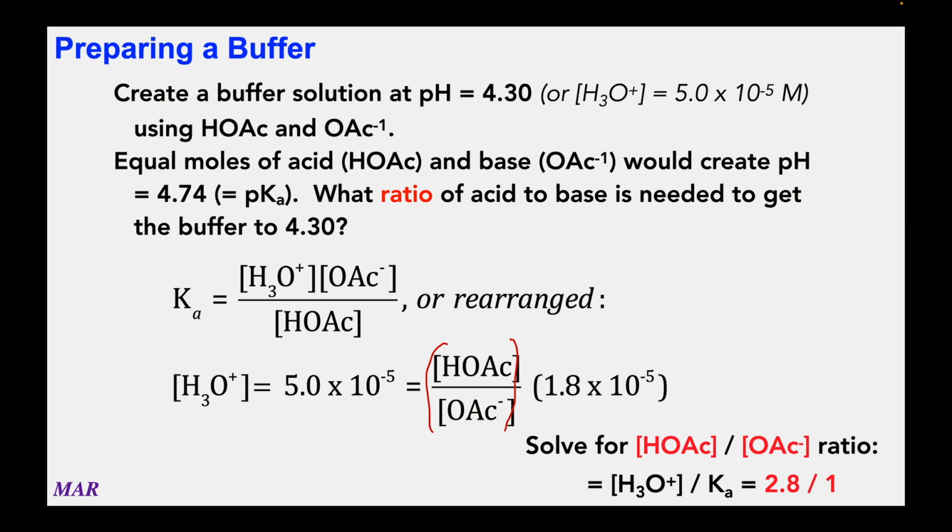And so if you do that, you end up with a ratio of 2.8 to 1. And so what this tells you is that for every mole of base, sodium acetate probably, we'd put in, we need 2.8 moles of acetic acid. So we need 2.8 moles of acetic acid for every 1 mole of the base we put in. So if you put 0.1 moles of base in, you'd put 0.28 moles of acid in, and you are good to go.